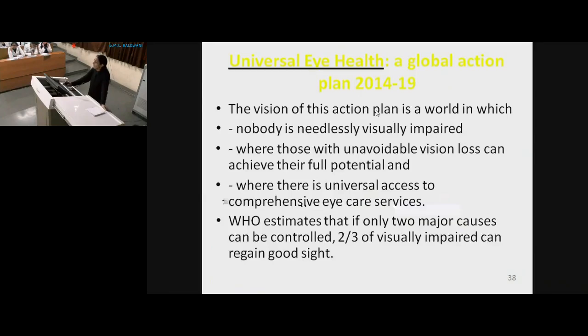And then universal eye health, global action plan. The vision of this action plan is a world in which nobody is needlessly visually impaired, where those with unavoidable vision loss can achieve their full potential and where there is universal access to comprehensive eye care services. WHO estimates that if only 2 major causes, cataract and glaucoma, can be controlled, 2/3 of the visually impaired can retain good sight. So this is the universal eye health global action plan.